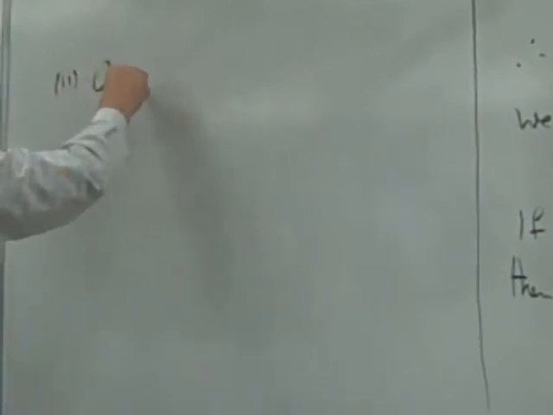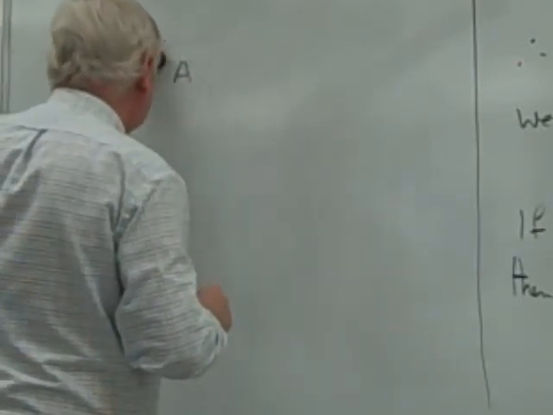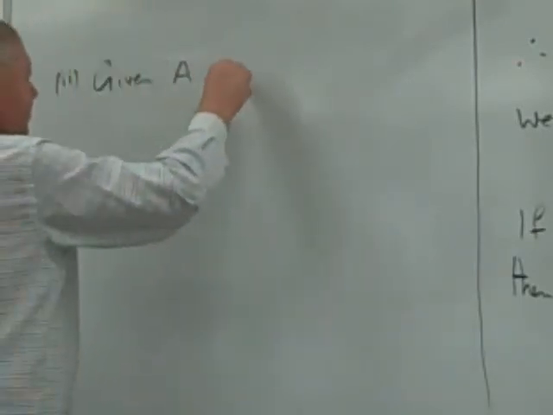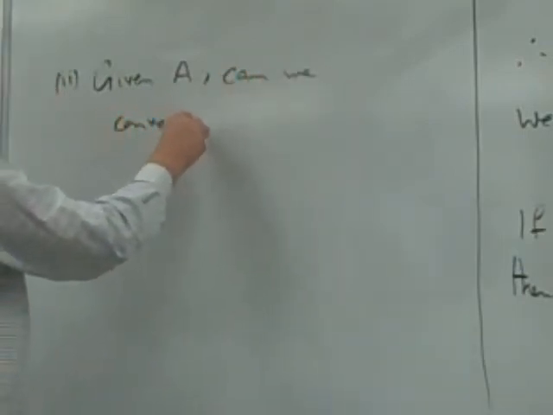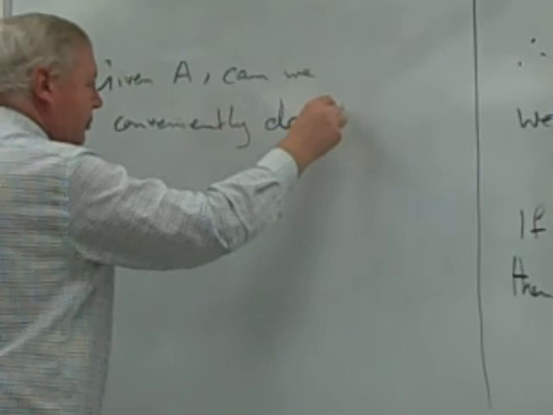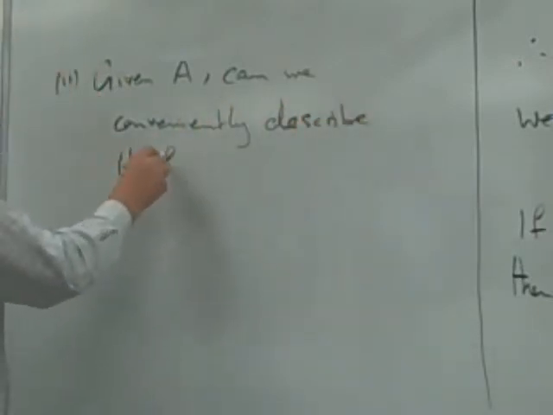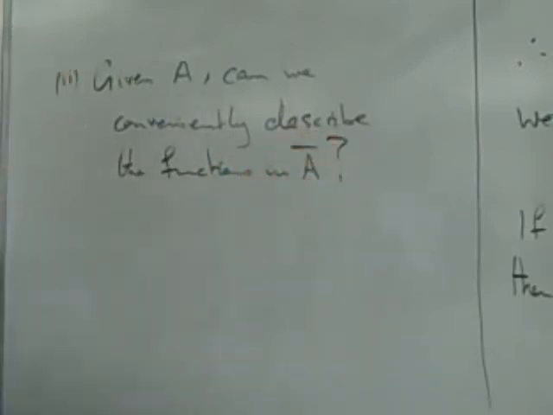Secondly, given an algebra A, can we conveniently describe the functions in the closure? So these are the two issues. Generally, of course, you would like the closure to be all continuous functions, but you don't always get that information.